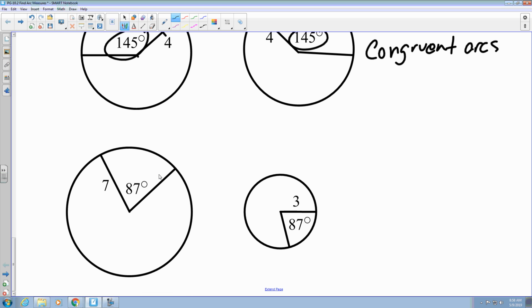Now, this one here, they do have the same central angle of 87 degrees, but one has a radius of 7 and the other has a radius of 3. Because they're not the same radius, these are not congruent arcs.